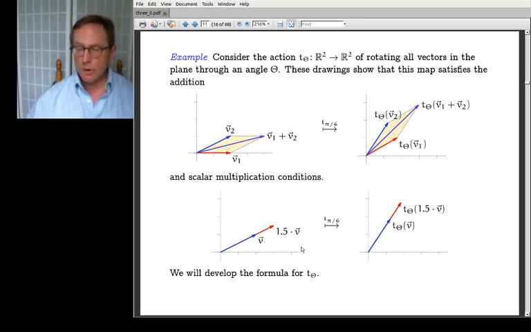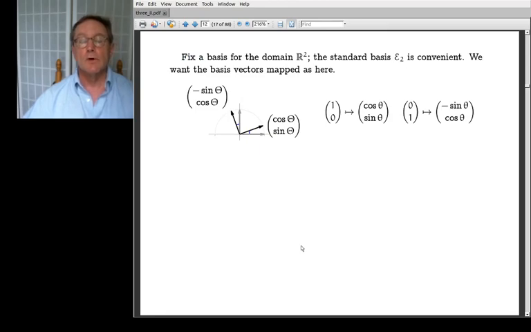Okay, and here's the formula. This extending linearly idea gives you the formula for this very easily. And the formula is simply this. Fix a basis for the domain, and I'll fix the standard basis, because as we saw a couple slides ago, it saves you a bit of arithmetic.